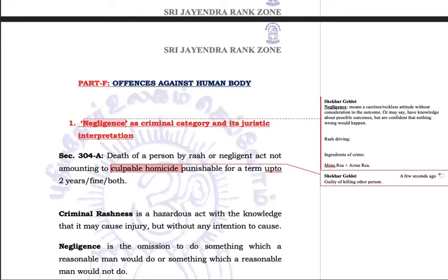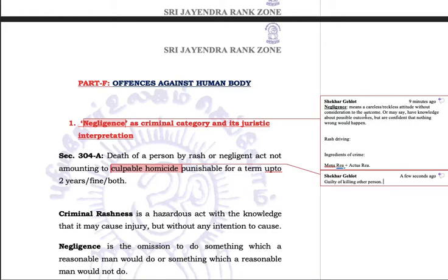Someone has driven his car in such a manner that it has met with an accident and some people have died. He is definitely negligent in driving, but he never intended to kill another person. So we cannot keep him at par with someone who is consciously killing someone, who has a mens rea to kill someone and acts in order to kill. He has mental planning and then action.